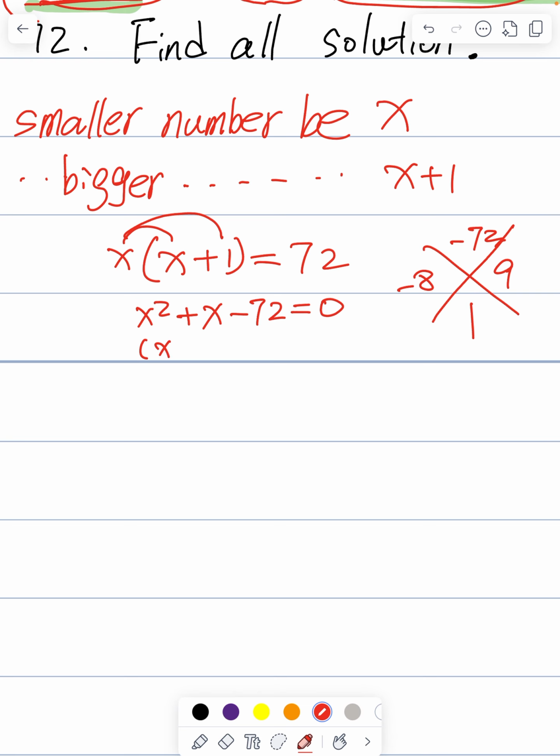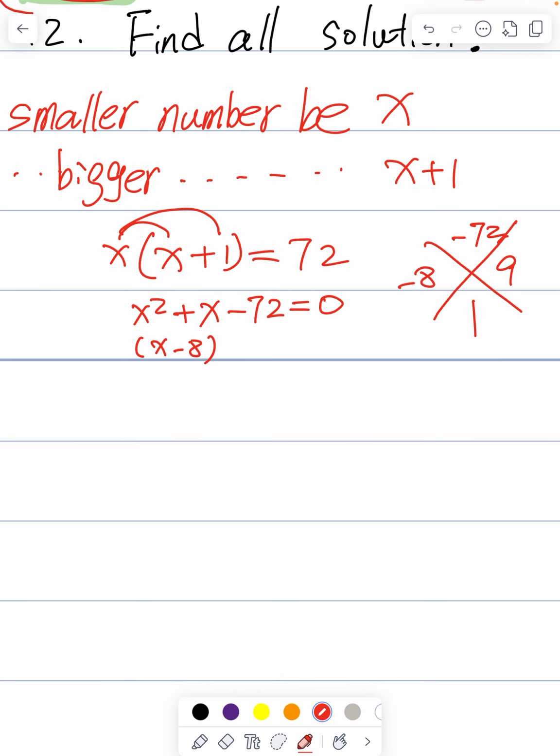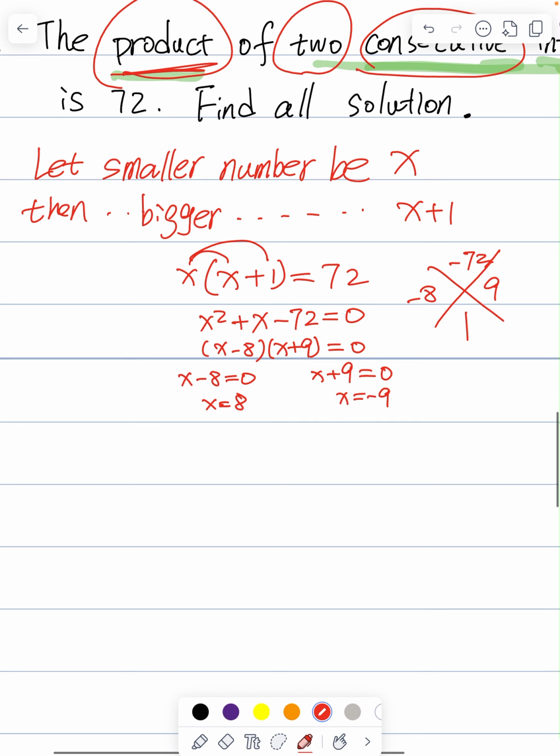So x minus 8 times x plus 9 equal to 0. Now I'm setting the two parts equal to 0. x minus 8 equal to 0, so x equal to positive 8. x plus 9 equal to 0, so x equal to negative 9. Okay. So we have two solutions. So the smaller number can be either 8 or negative 9.